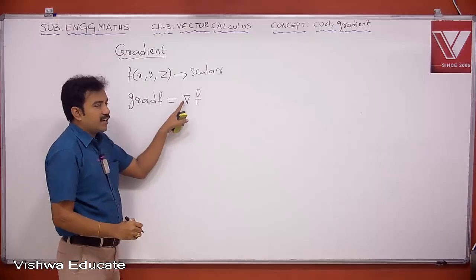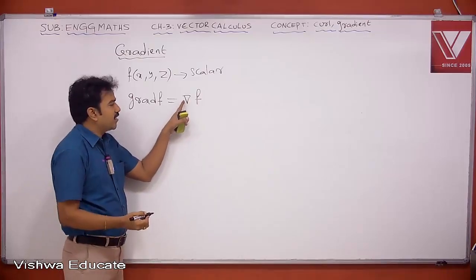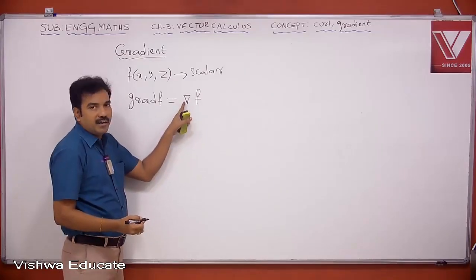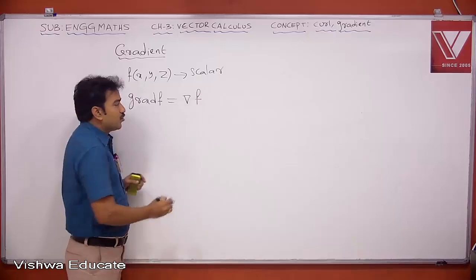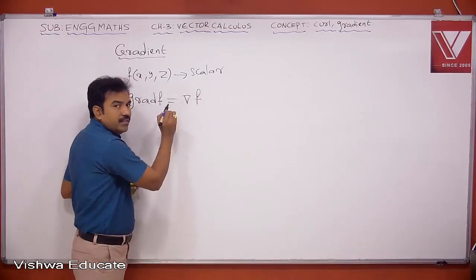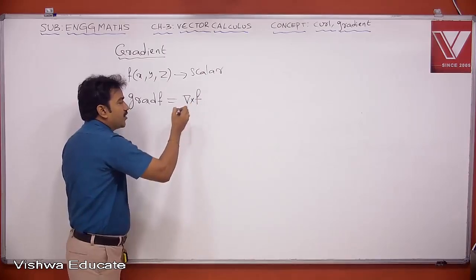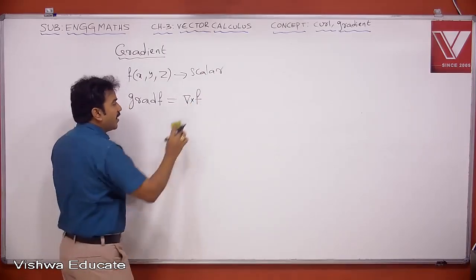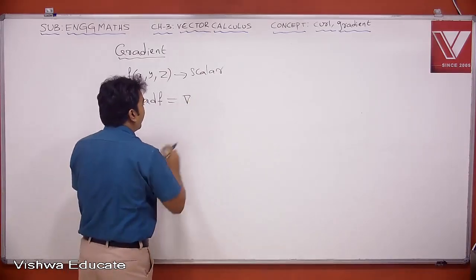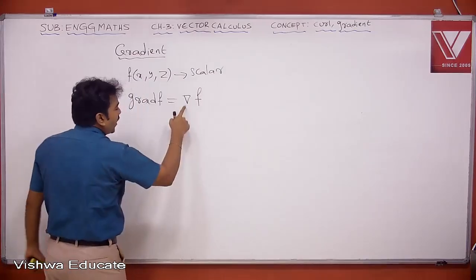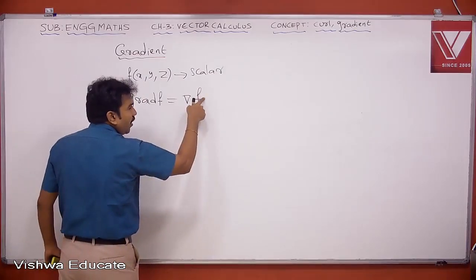Now basically del is a vector. I write it as simply del. So this is a vector, but f is a scalar. So we don't have any operation between these two. If you write dot, it is illegal. Even if you write cross, it is illegal. This is simply del f. That means we are applying the del vector to the scalar f.